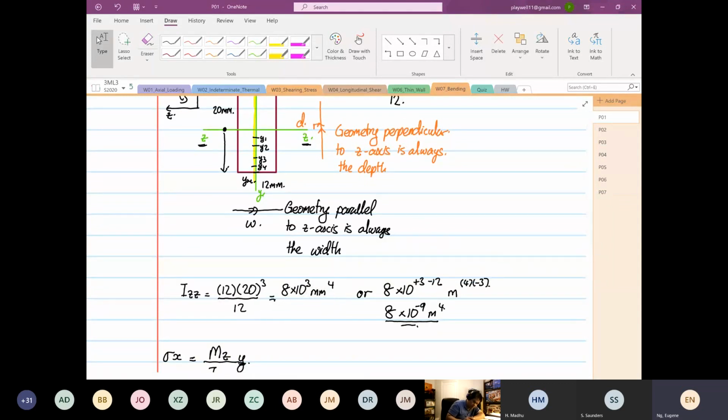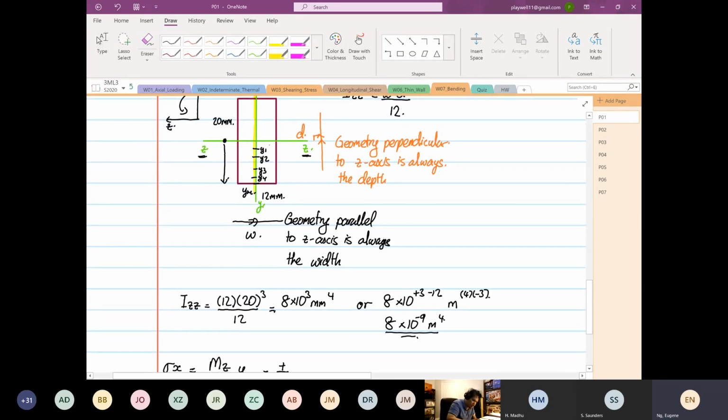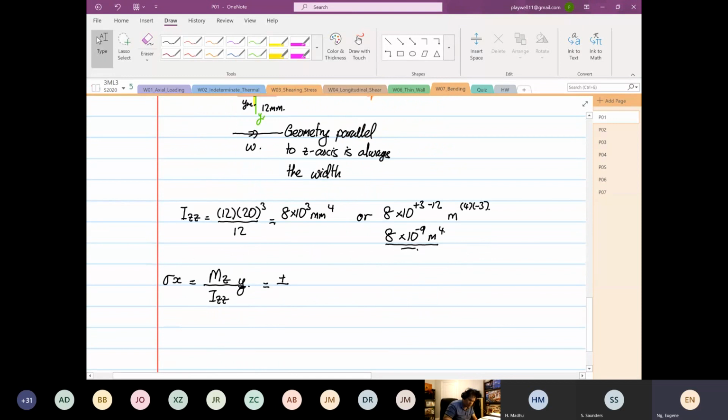2. So stress in the x direction will be equal to plus or minus. For this problem, we don't care whether tensile or compression. Both will have the same magnitude because the centroid is exactly at the center. So whether tensile or compression, the answer will be the same. The magnitude will be the same, but the direction just changes.